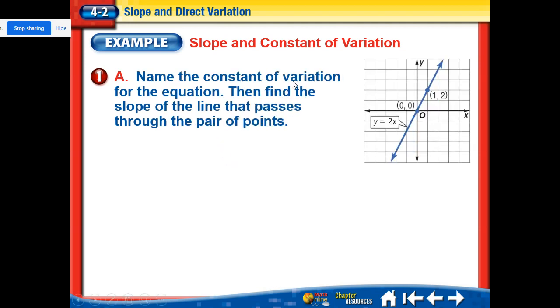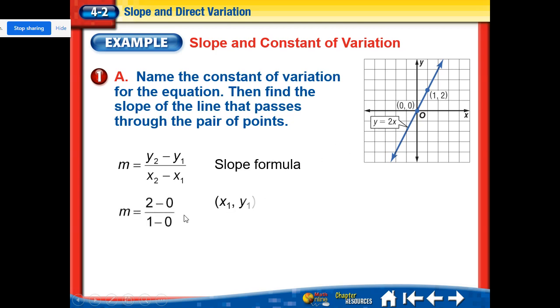So, name the constant of variation for this equation. Then find the slope of the line that passes through the pair of points. The constant of variation and the slope, they're the exact same thing, so you don't have to do both of those. So how do we find slope? Well, that's y2 minus y1 over x2 minus x1. So we're still going to do those.